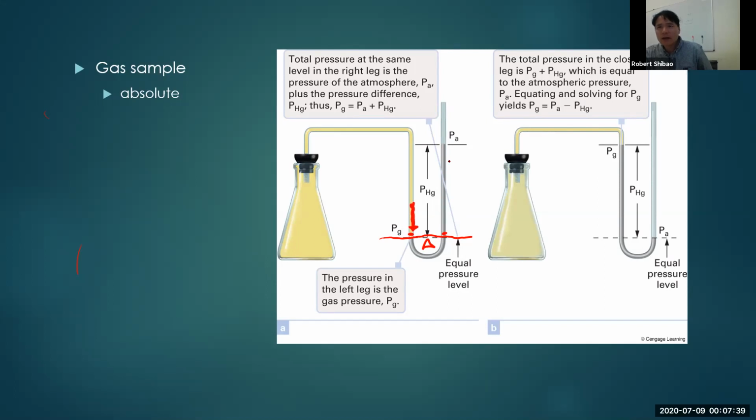On this end, we have two things. We have the weight of the mercury here. So we have the liquid mercury, which is going to weigh some amount. And then we have the weight of the atmosphere, because this is open-ended. This has an opening here, and so the atmosphere can come in. It's open to the air. And so we have the weight of the atmosphere here, plus the weight of the liquid mercury.